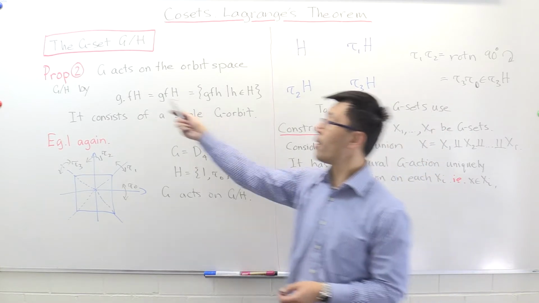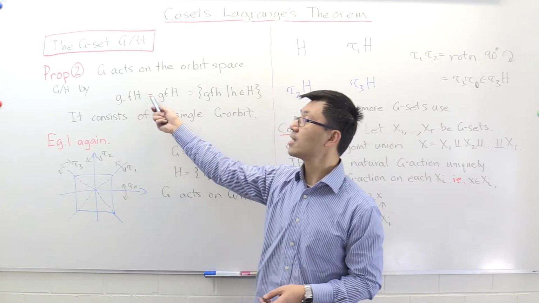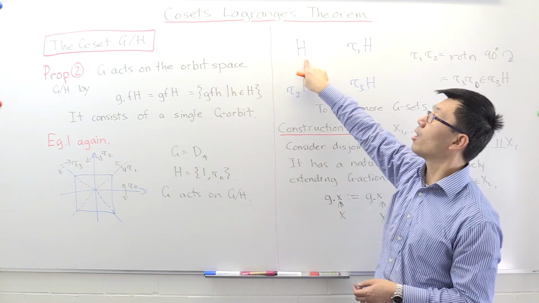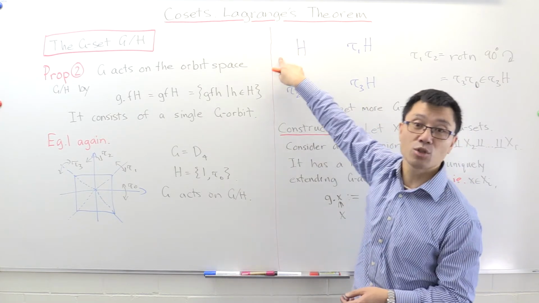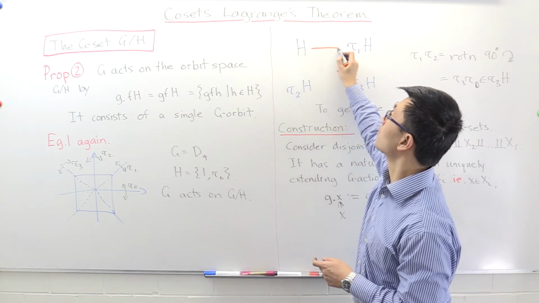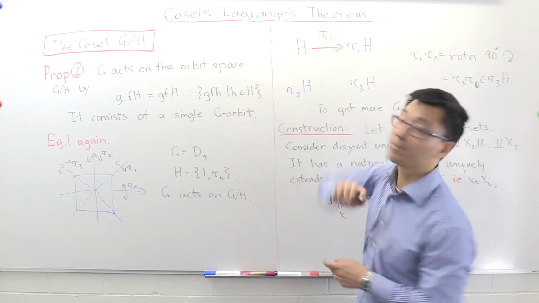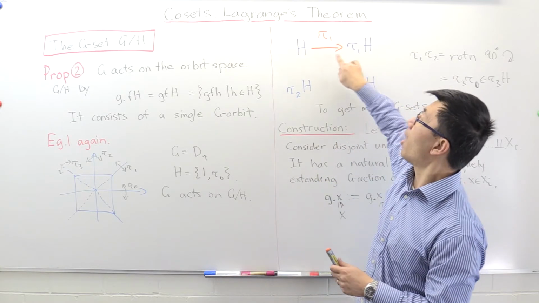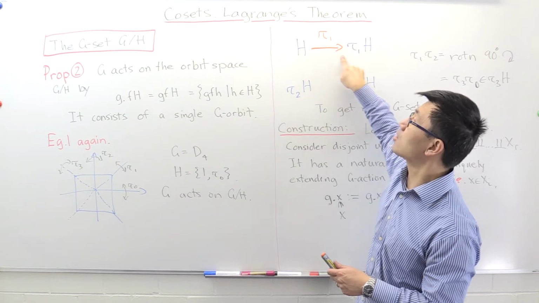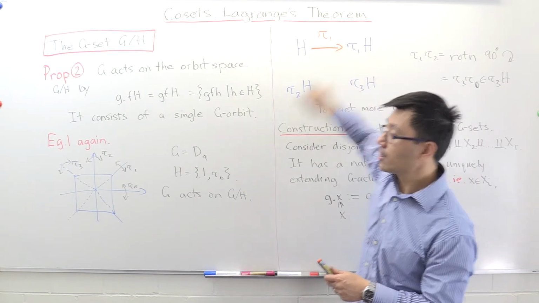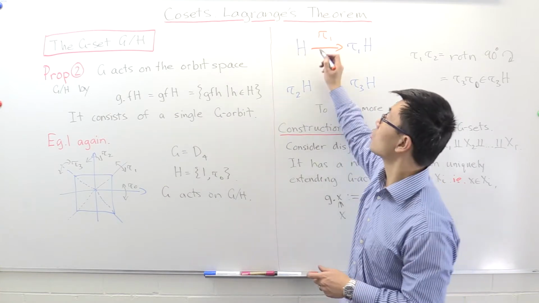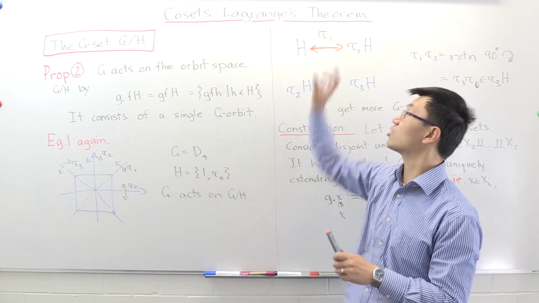Remember, how does tau 1 act? Well, it's just left multiplication. So for this H here, tau 1 will send this where? You just multiply this on the left by tau 1, so it gets sent to tau 1H. So that's what tau 1 does to that. Okay, so what about tau 1H? Where does tau 1 send that? Well, you just multiply on the left by tau 1. Tau 1 is a reflection, so its square is the identity. So that sends you back to H. So tau 1 just swaps these two.